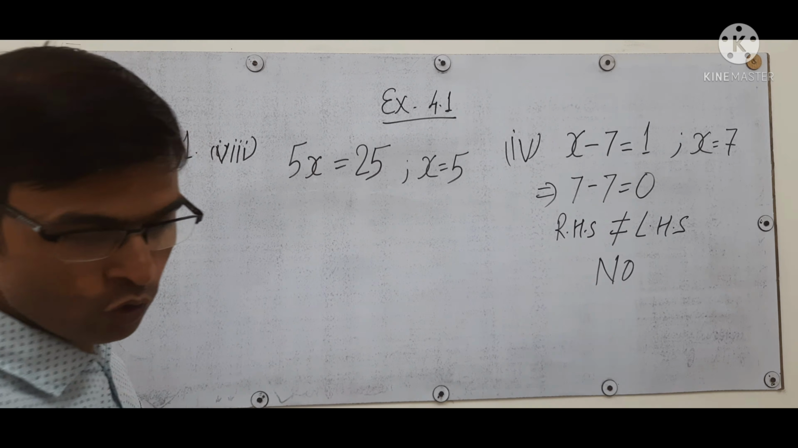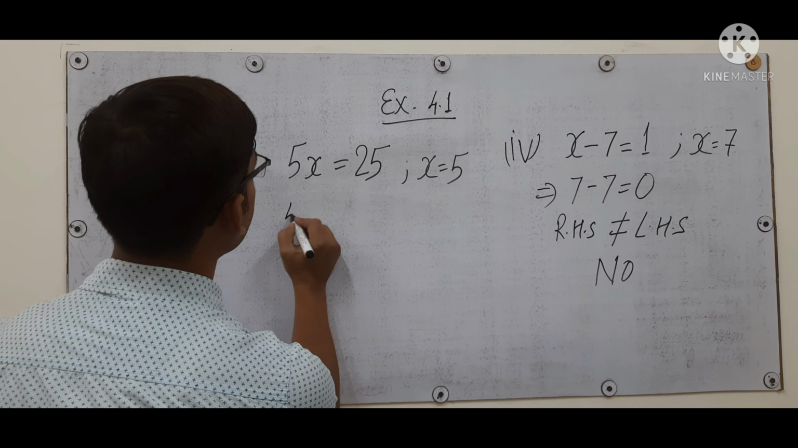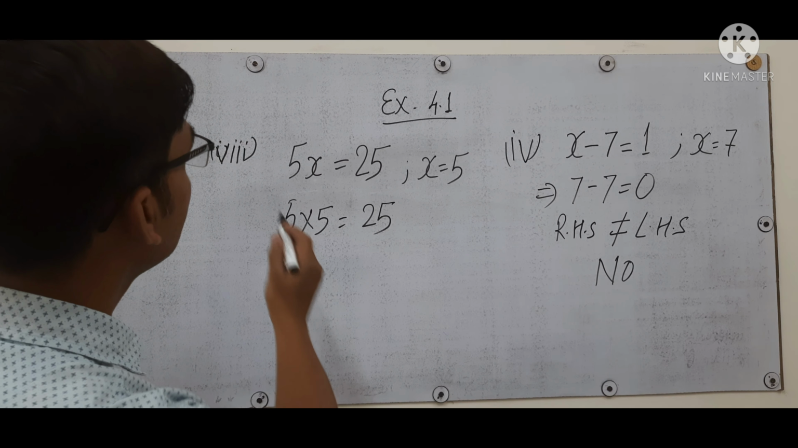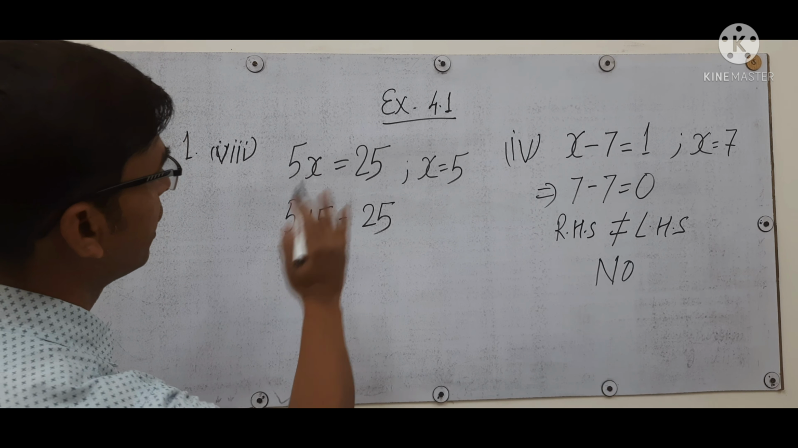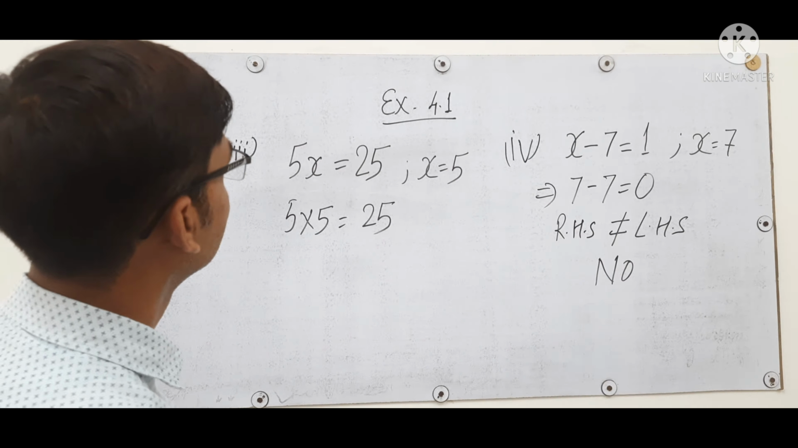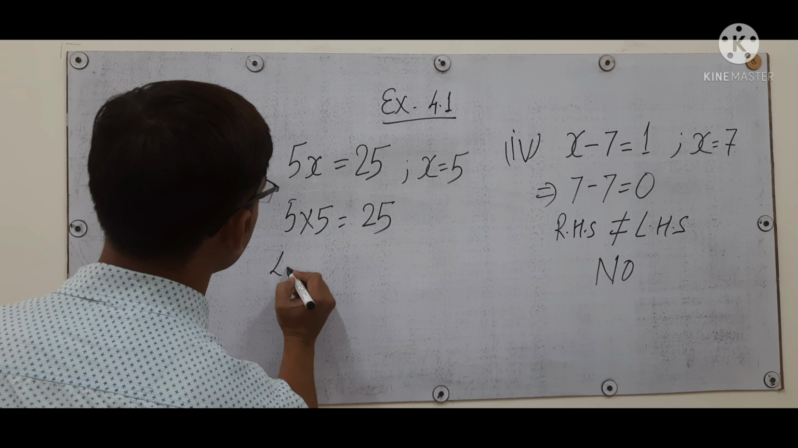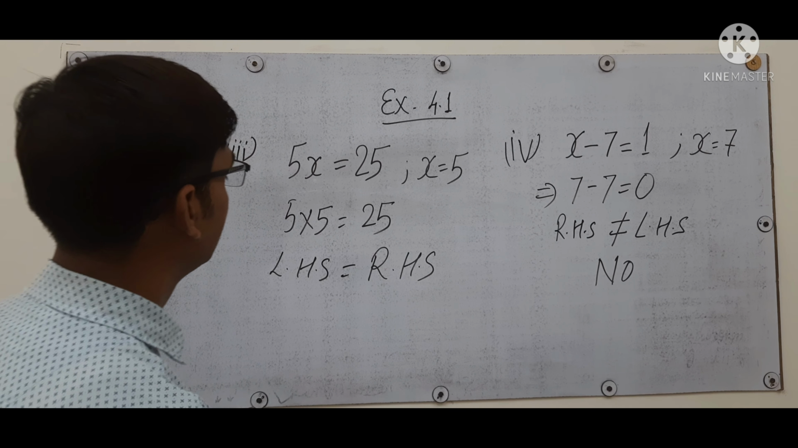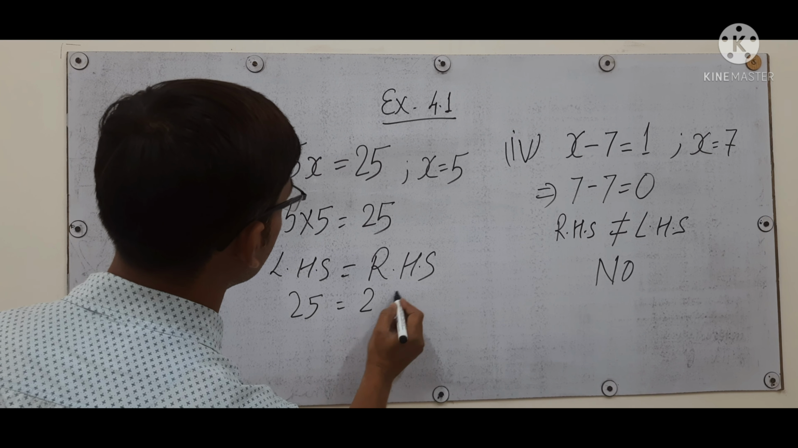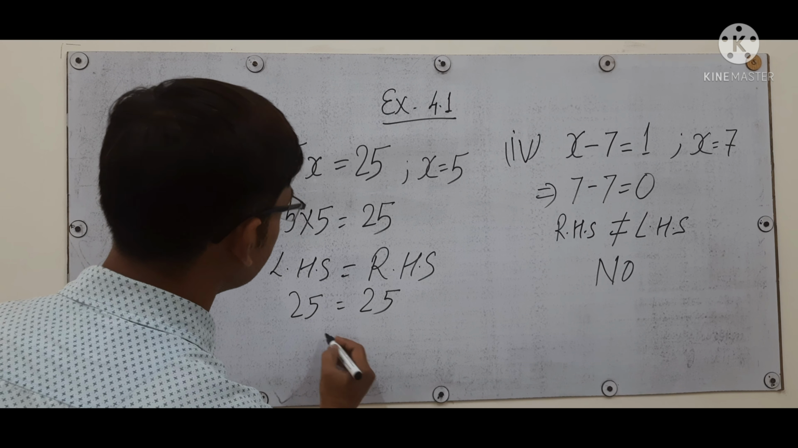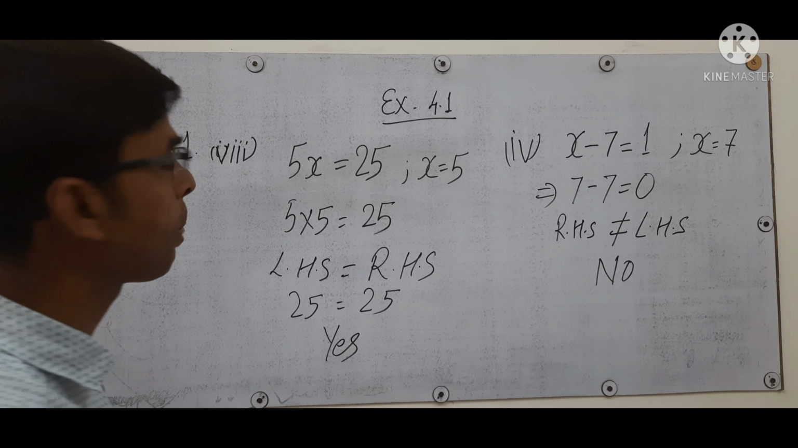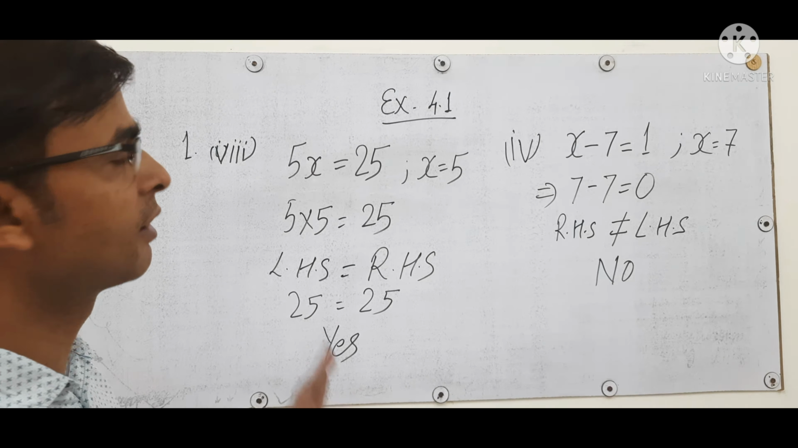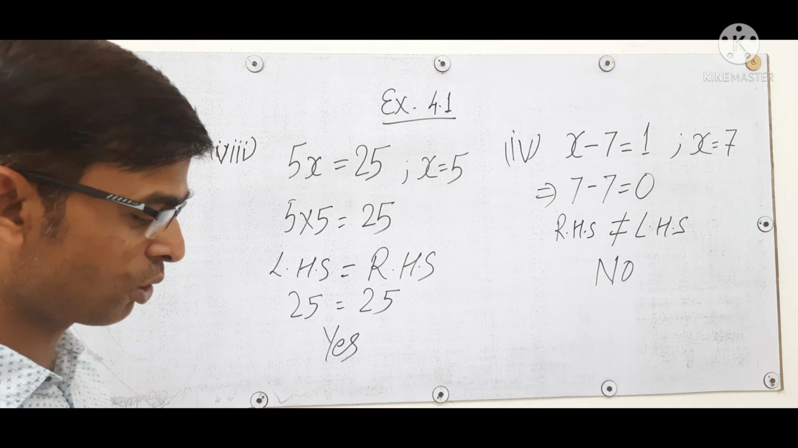So when we put the value of x, that is given here as 5, then 5x, that is 5 cross 5, will again be 25. So the left hand side is 25 and the right hand side is also 25. This means that the equation is satisfied, that is, the left hand side is equal to the right hand side, 25 is equal to 25. So here the condition is satisfied and the answer will be yes, correct. You can see these are easy questions and you can solve the rest of the questions on your own also.